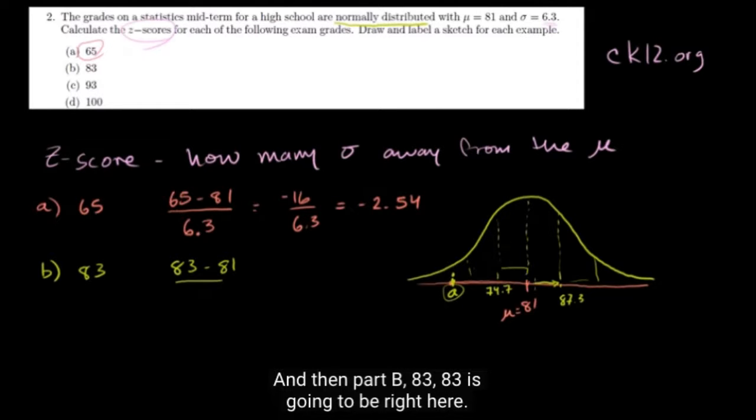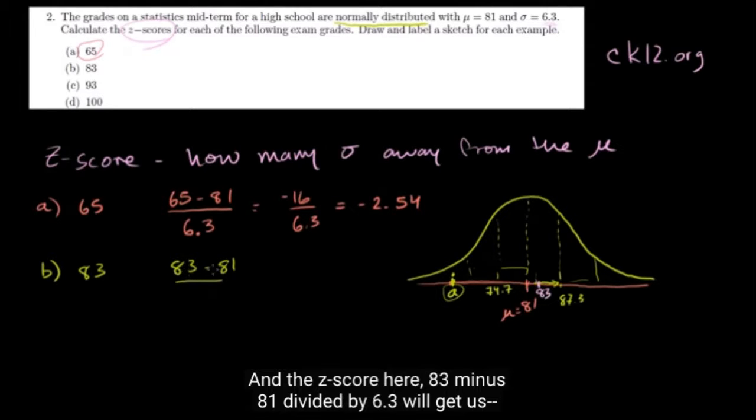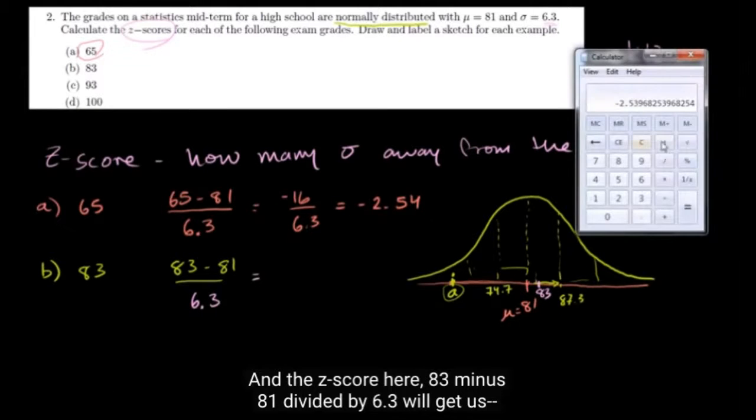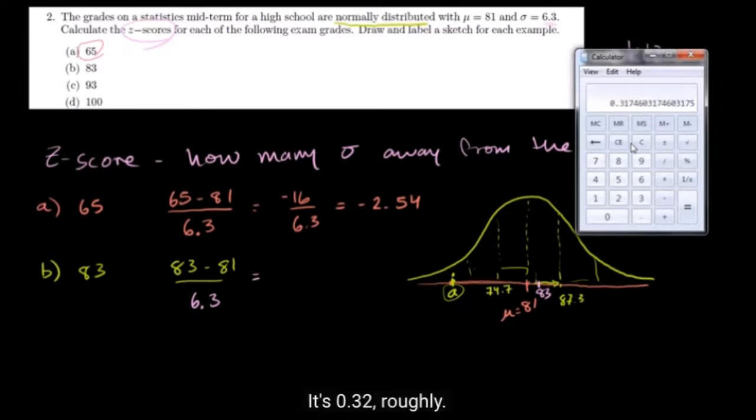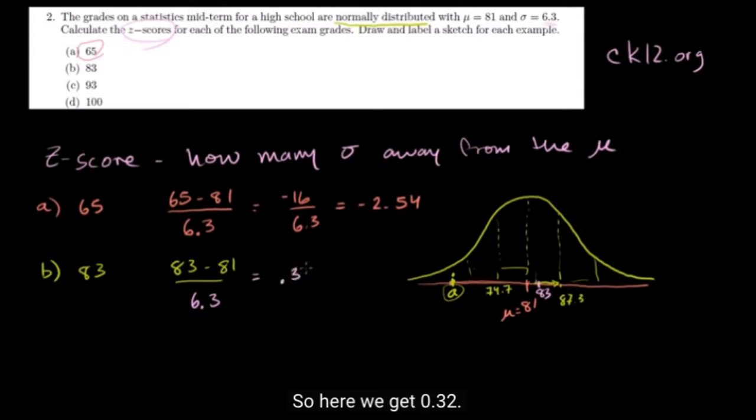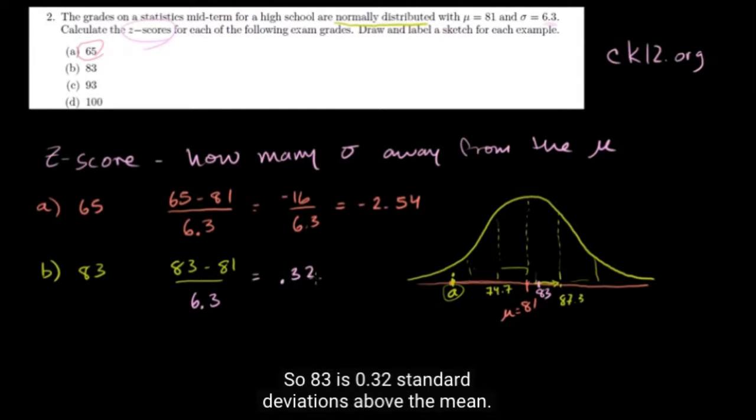And then part B, 83. 83 is going to be right here, a little bit higher. And the z-score here, 83 minus 81, divided by 6.3, let's see, calculator. So we have 83 minus 81 is 2, divided by 6.3, 0.32, roughly. So 83 is 0.32 standard deviations above the mean. And so it'd be roughly a third of a standard deviation along the way, right? Because this was one whole standard deviation. So we're 0.3 of a standard deviation above the mean.